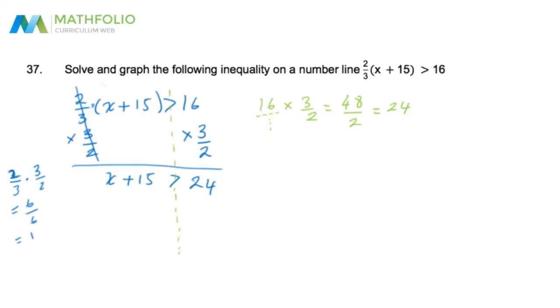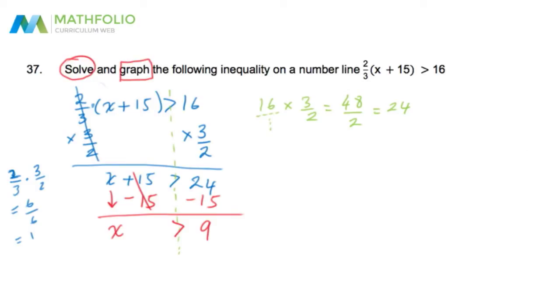So now this actually isn't too bad. I'm going to switch to red because this is now a one-step inequality. We're just going to take away the 15, and this is going to reveal the x on its own. The x drops down, and x is greater than 9. So we just solved it. X is greater than 9. But now we need to graph. So graphing it is the next step.